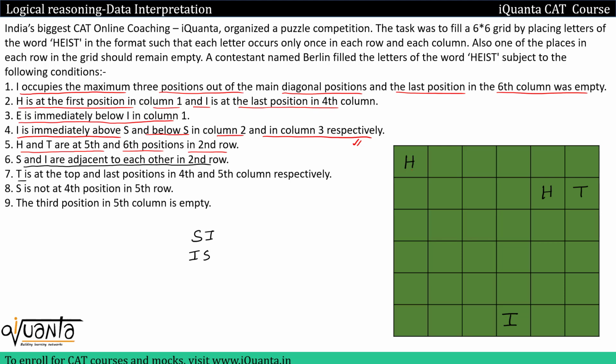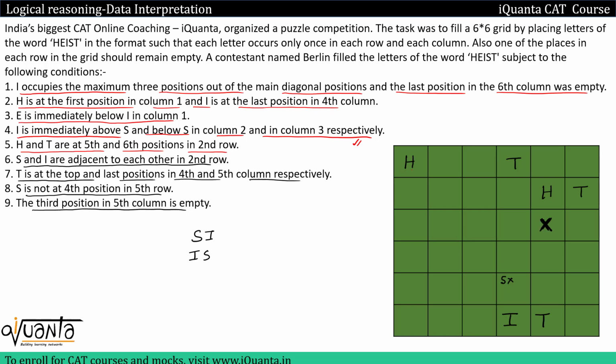Next is T is at the top and last position in fourth and fifth column respectively. So in fourth column T is at top, in fifth column T is at the bottom, at the last. After that, S is not at fourth position in fifth row. Fourth position in fifth row, so S cannot be here. Okay. After that, the third position in the fifth column is empty. Third position in fifth column. So this is the position. I'll just put a cross over here. Okay. That means this is empty.